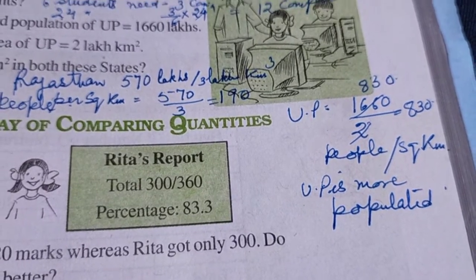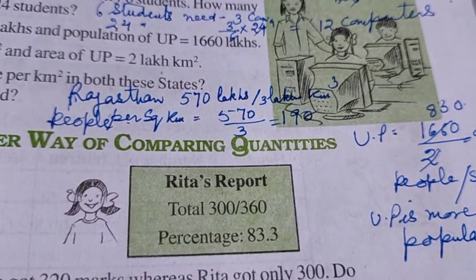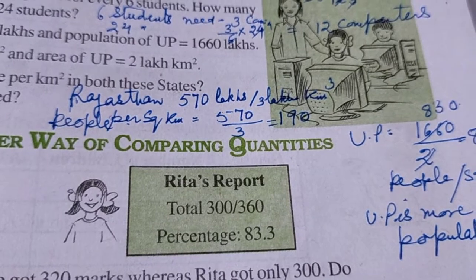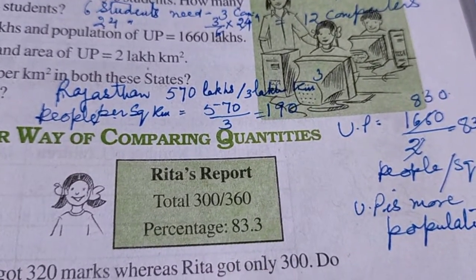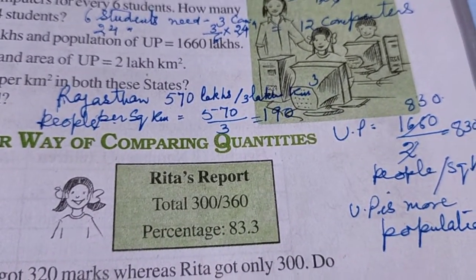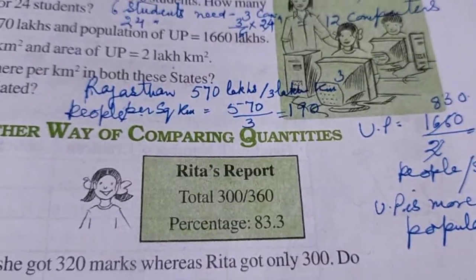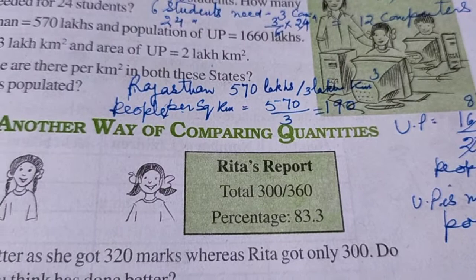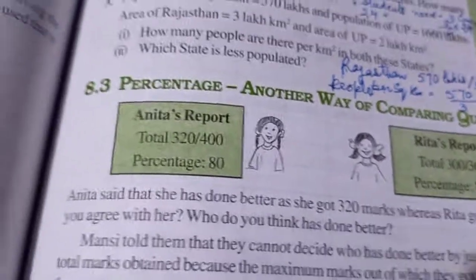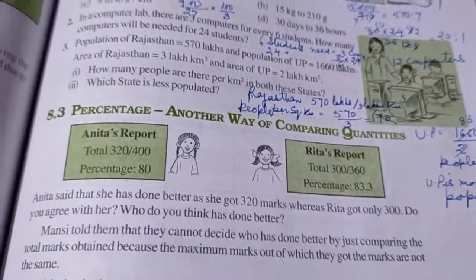Alright, and in Rajasthan there are only 190 people per square kilometer. So this is the exercise. Now we'll come to percentage.